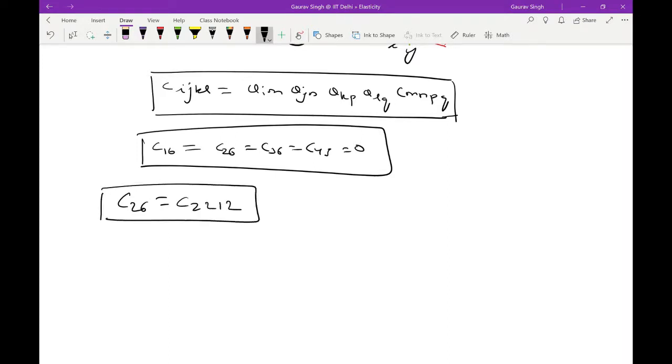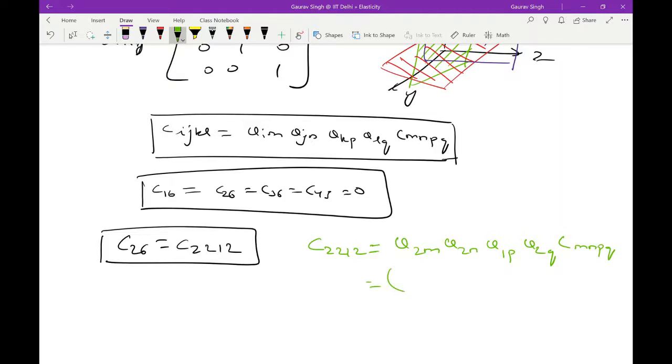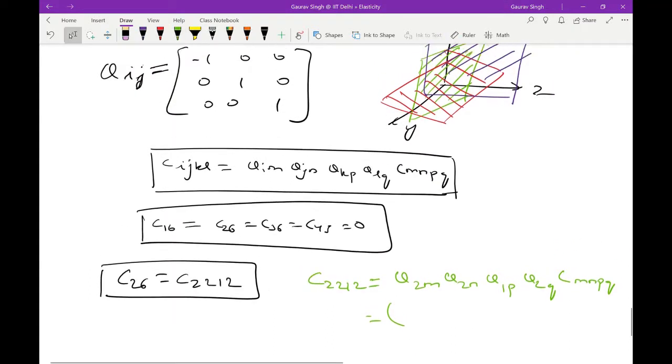Okay, and let's see that. So C2212 is equal to Q2m Q2n, sorry, Q1p Q2q Cmnpq. Okay, again we want this to have non-zero values, so m will be equal to 2, n will be equal to 2, p will be equal to 1 and q will be equal to 2.